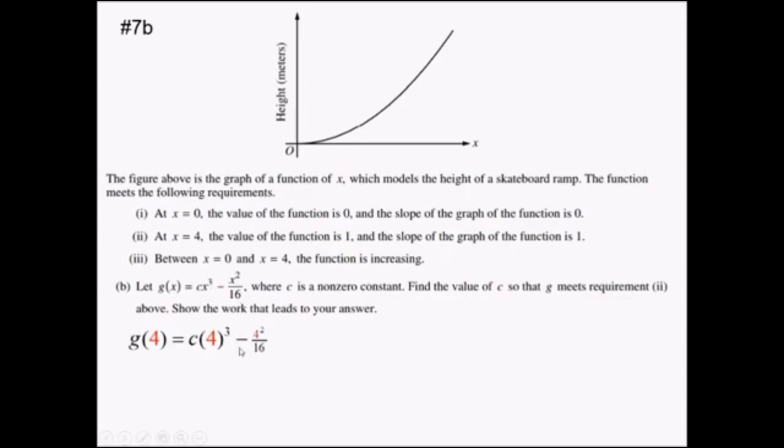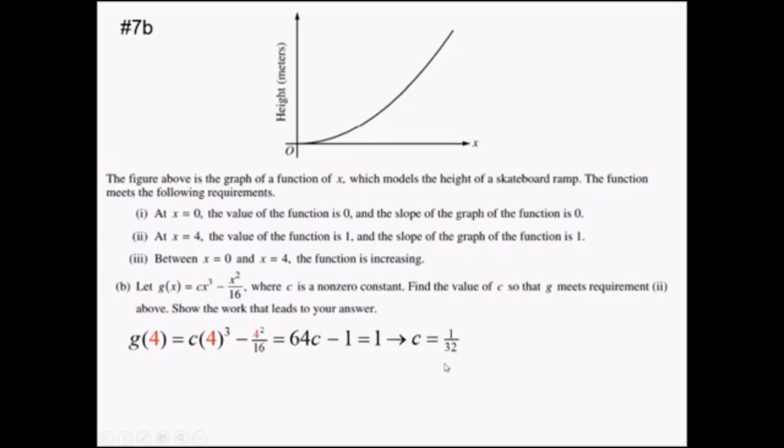To make my life a little bit easier before I set this equal to 1, let me simplify this. So this is going to be 64c minus, this is really 16 over 16, so minus 1. And again, that has to have a value of 1, they said. So with this equation, I can solve for c. If I add 1 to get 2 and then divide by 64, I can write c equals 2 over 64, or 1 over 32 if we simplify it.